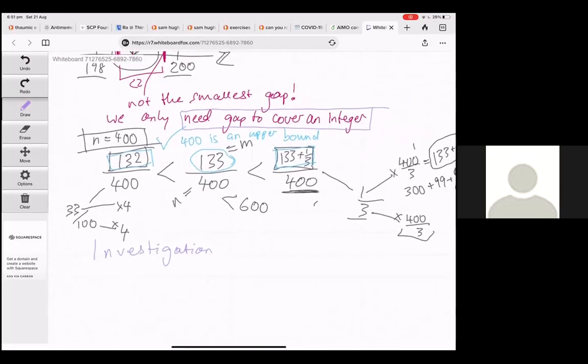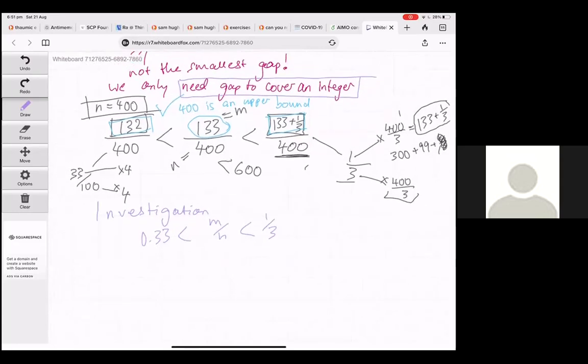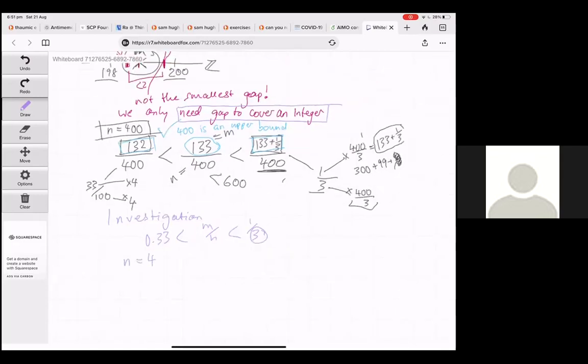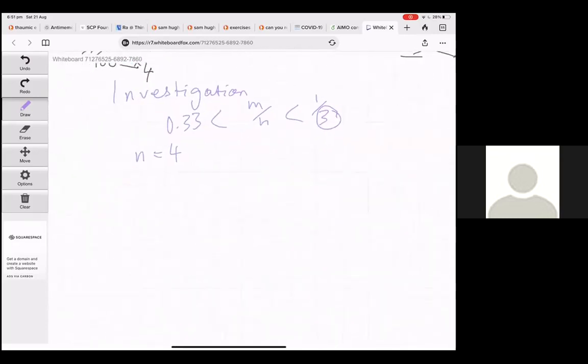So what the question gives us is 0.33 less than m on n, less than 1/3, right? For some reason, I thought it was a good place to start. Since this is a 3, I thought it would be a good place to begin with n equals 4. So let's just do that. It doesn't really matter where you start. All we're trying to do is find a pattern and see what happens to the gaps. So if we have n equals 4, then what am I trying to do? I'm trying to see if there is an integer value of m that we can squeeze between these numerators.